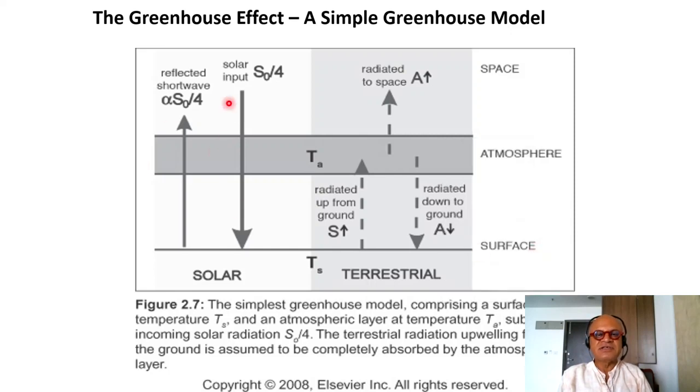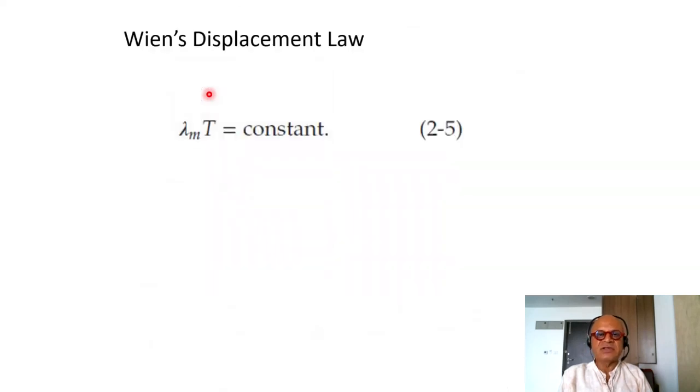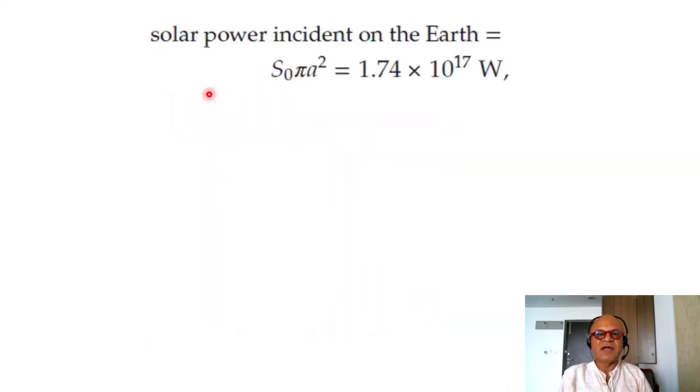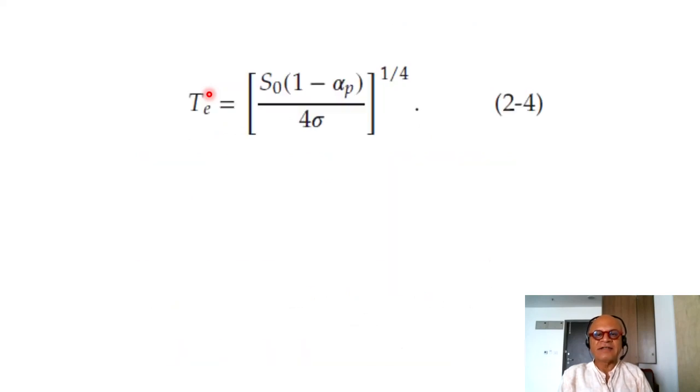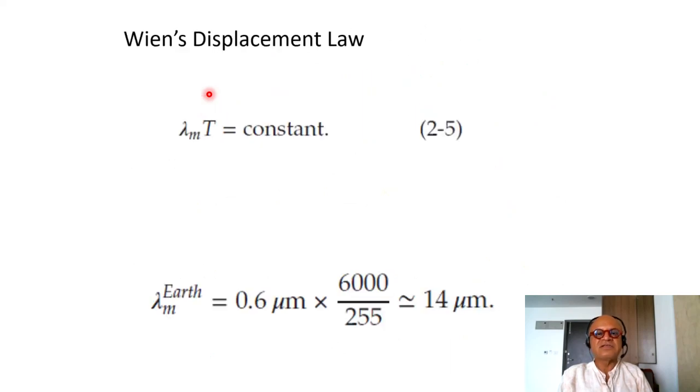So here it is. Energy coming from the sun. Here, why is it divided by 4? We already saw that. We had already done this, so let's do it again.